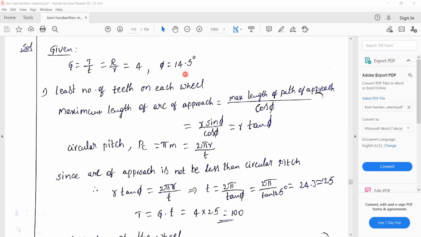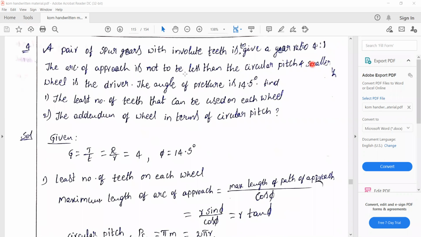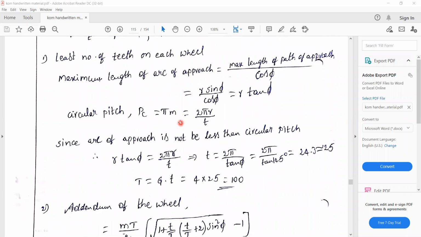And they mention one condition: the arc of approach is not less than the circular pitch. So that condition is also there. Now we will see the determination of the first one, the least number of teeth on each wheel.